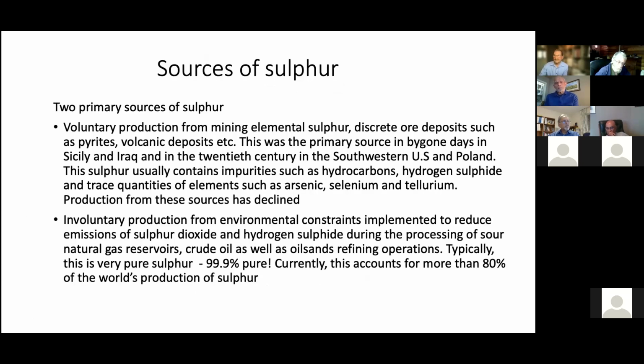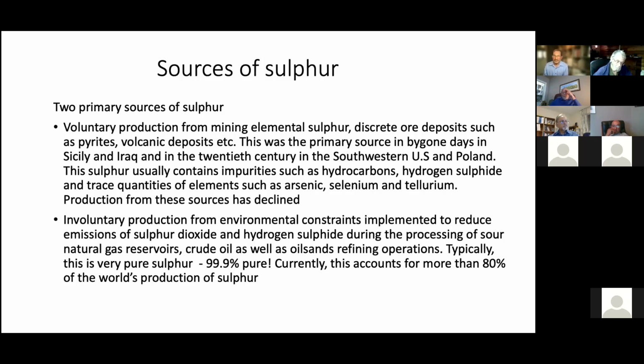Okay, so I'll briefly touch on sulfur sources. Back in the day, one of the main sources of sulfur was from mining, from pyrites, volcanic deposits. There were huge volcanic deposits in Sicily, and deposits in Poland. They're still mining in Poland, as well as in the southwestern US. And they had processes to recover this mined sulfur. It usually contains impurities, like I've said, like hydrocarbons, H2S, trace quantities of elements like arsenic, selenium, tellurium. One of the product specifications for sulfur is it cannot contain so much arsenic, selenium, tellurium.